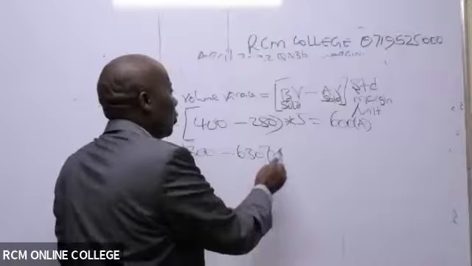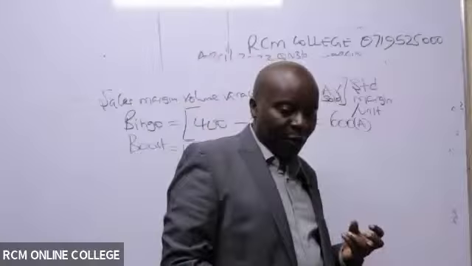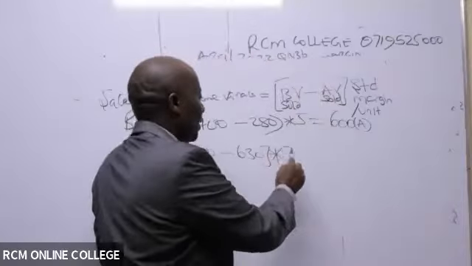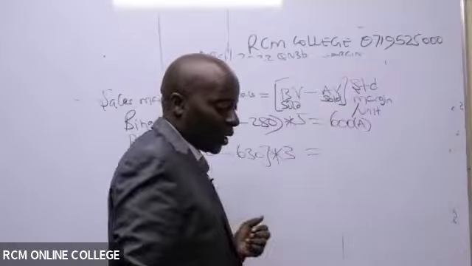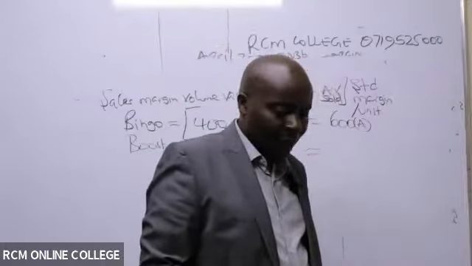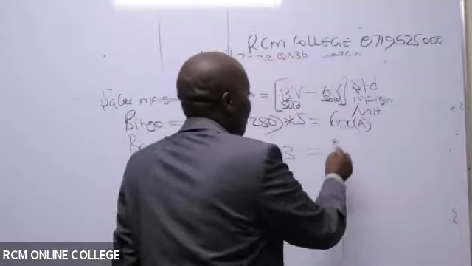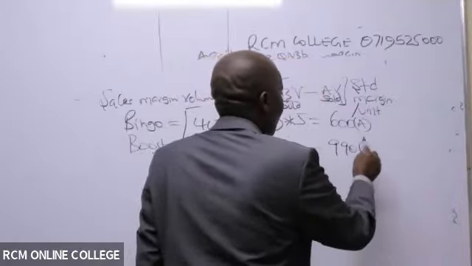630 into, are you able to see the standard margin per unit? Standard margin per unit, 3. So please give me this answer. Are they able to get this answer? So 990 favorable. So this is 990 favorable.